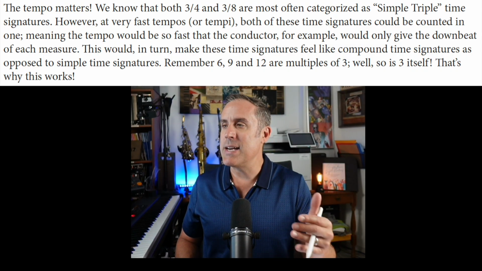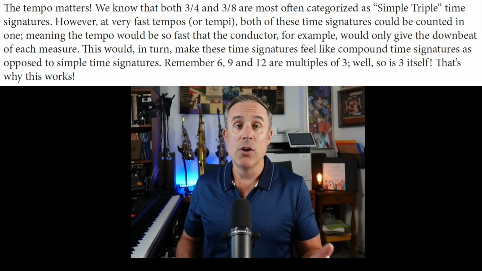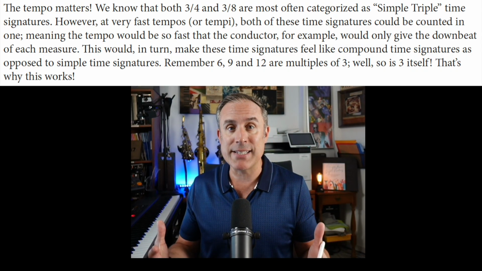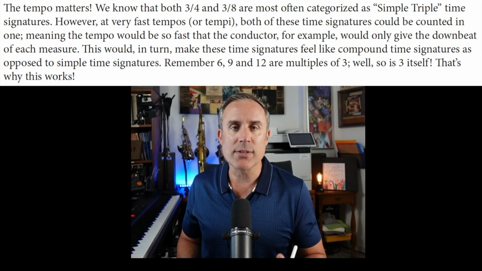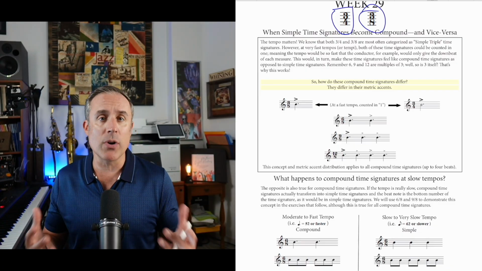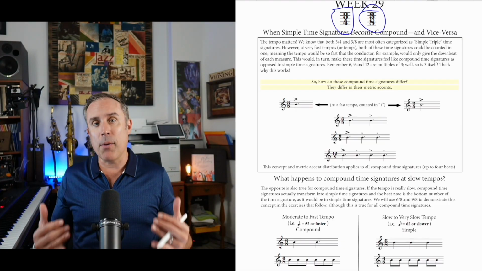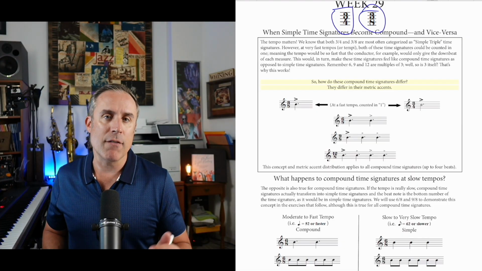Remember, 6, 9, and 12 are multiples of 3. Well, so is 3 itself. That's why this works. So the tempo is that one factor that we can attribute to the transformation of a simple time signature becoming a compound time signature, and vice versa.